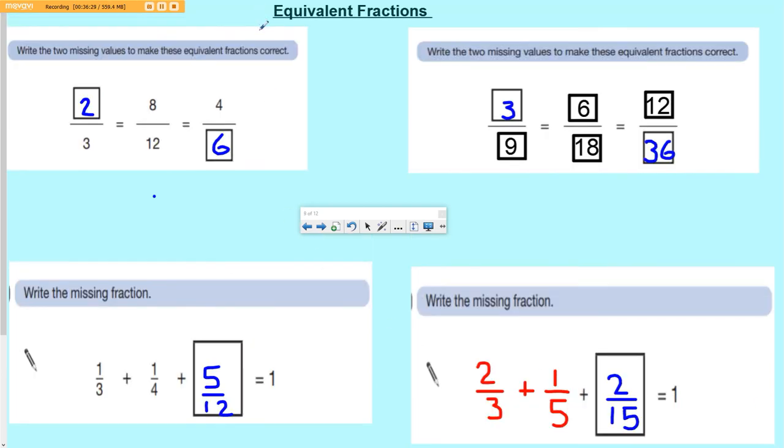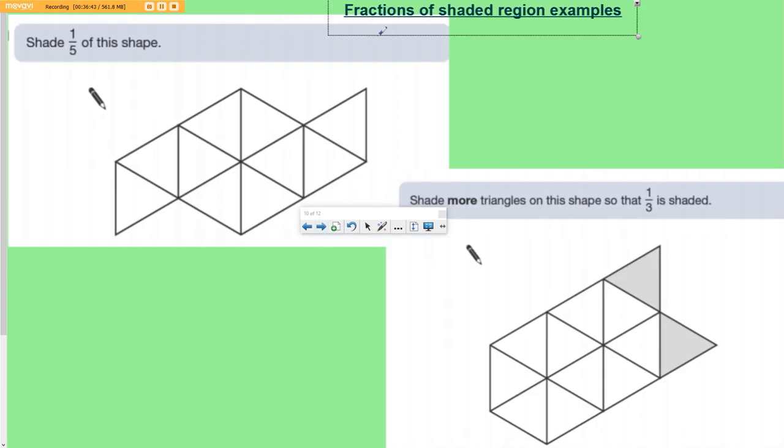Okay guys, now here are the answers. Hopefully you've got the same answers as myself. Okay, now let's move over to the next one. We're almost finished. Okay guys, now fraction of shaded regions. So we've got 1/5 of this shape. So we've got 1, 2, 3, 4, 5, 6, 7, 8, 9, 10.